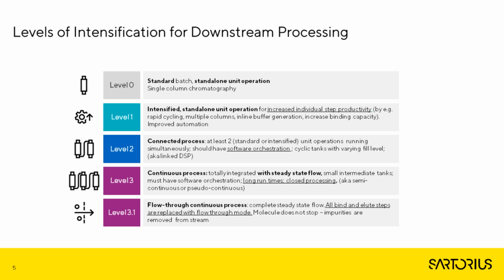As a further increase in process intensification, there is level 3.1. So here it's a fully flow-through process, also with complete steady-state flow in between all unit operations. Complete steady-state flow is possible since all bind-and-elute steps were replaced by flow-through mode. So that means that the molecule does not stop anymore and the impurities are removed from the stream.